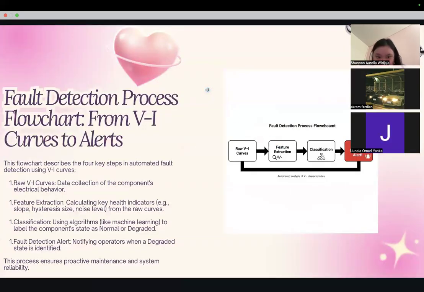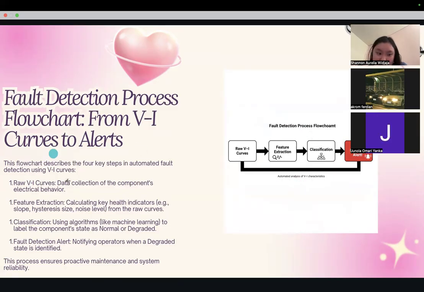Then the fault detection process flowchart from VI curves to alerts. This flowchart describes the 4 key steps in the automated fault detection using the VI curves. First is the raw VI curve, and then the feature extraction, and then classification, and then the detection alert. This is the fault detection process flowchart.